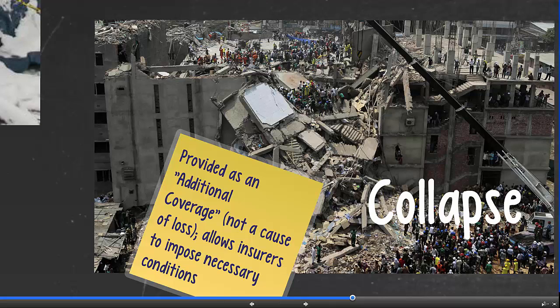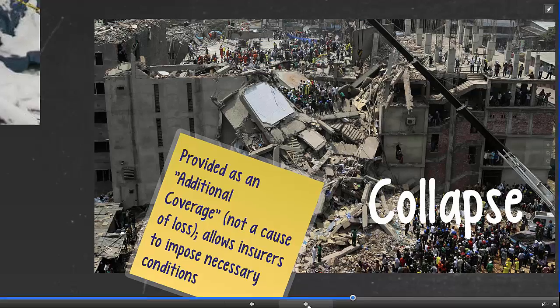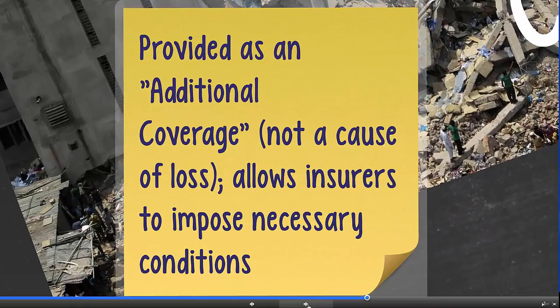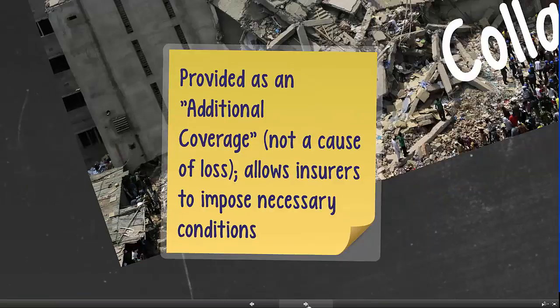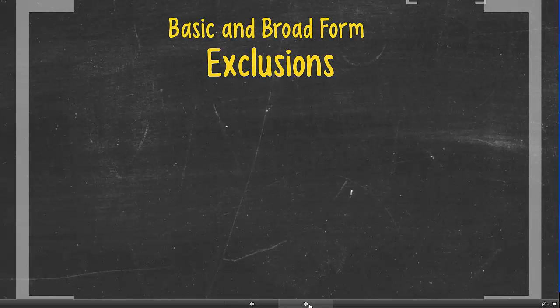When defective materials or construction methods contribute to the collapse of a completed building, the collapse is still covered as long as it's caused by one of the broad form perils or one of the perils I just talked about. And just remember that this is not a cause of loss. It's provided as an additional coverage, allowing the insurer to impose necessary conditions, similar to fungus under both the basic and broad form. Now let's look at the exclusions of the basic and broad form.